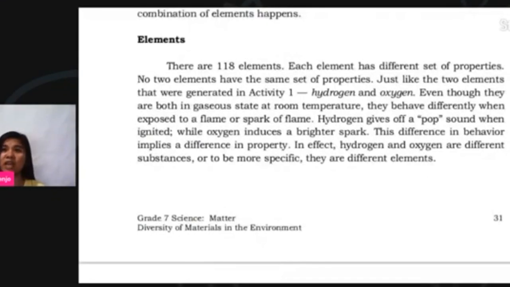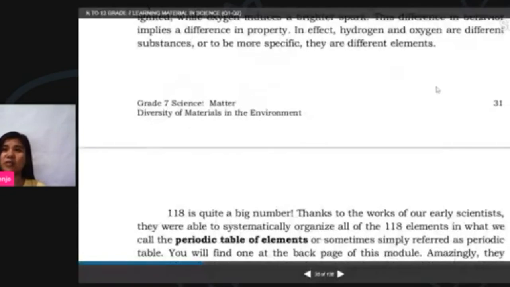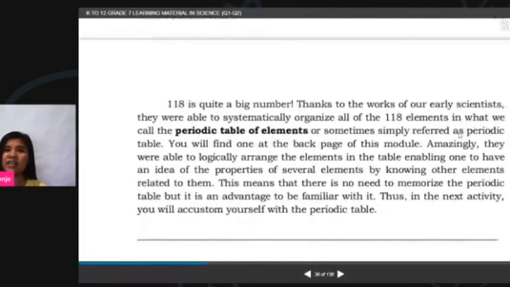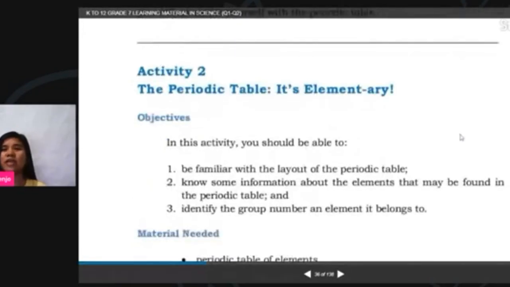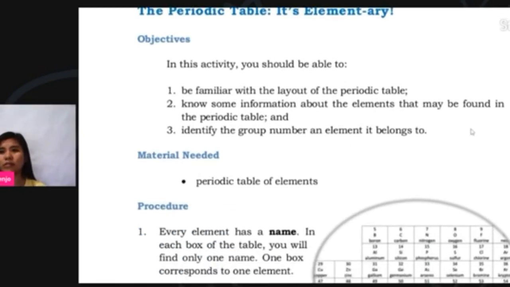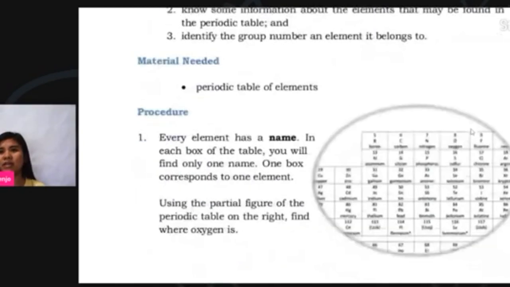There are 118 elements. Later on, you're going to encounter their common uses. And in here, activity 2, the periodic table is elementary. So you're going to be familiar with the layout of the periodic table, know some information about the elements that may be found in the periodic table, so the common uses, then identify the group number and element it belongs to.